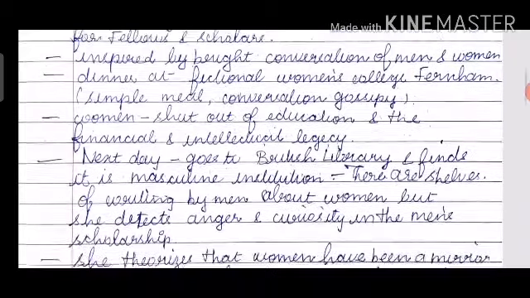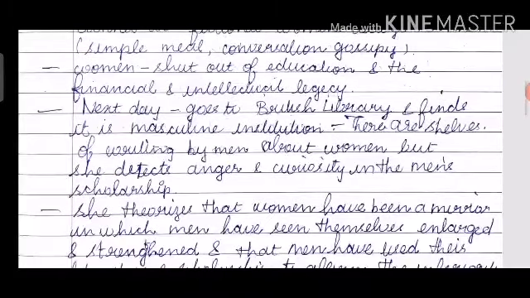She says that women are shut out of education and the financial and intellectual legacy. Next day, she happens to visit the British Library and she finds that it is a masculine institution. There are shelves of writing by men about women, but she detects anger and curiosity in men's scholarship.